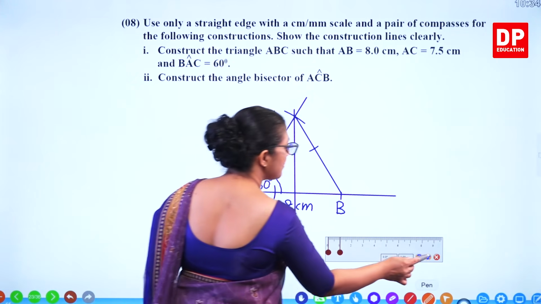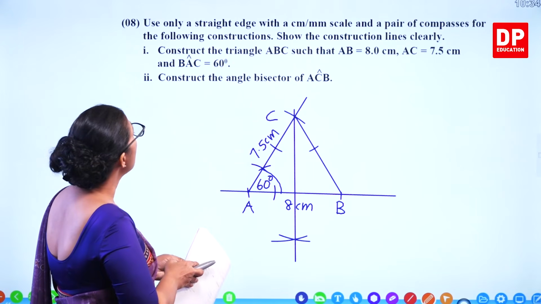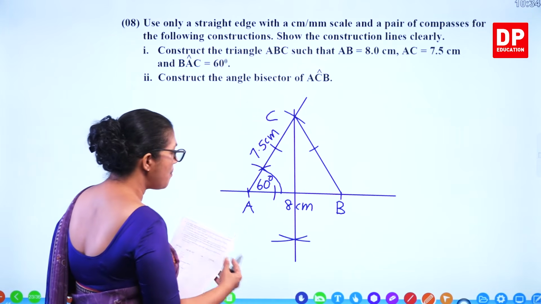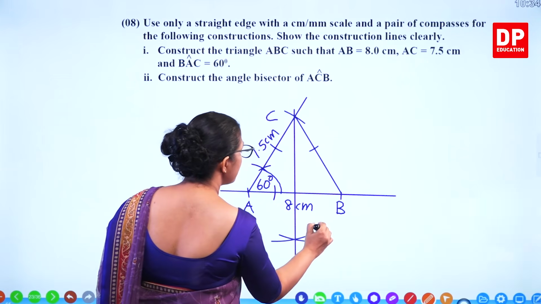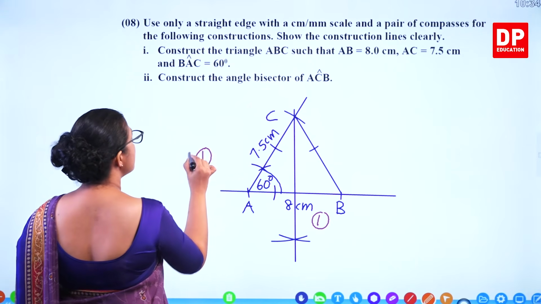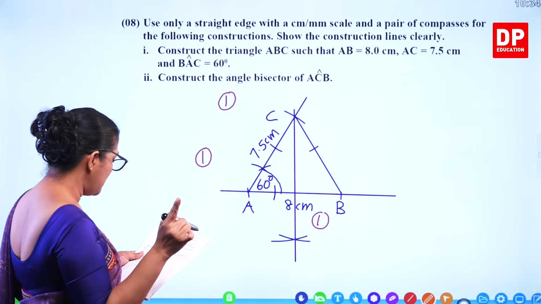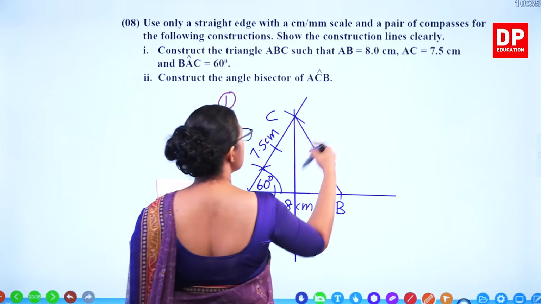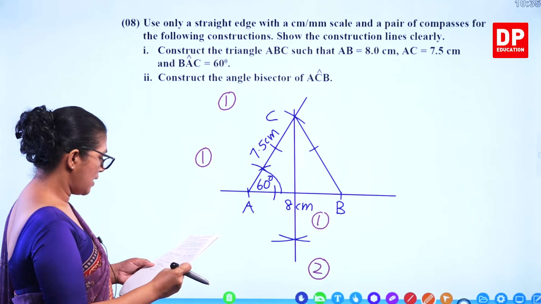So how many marks for these two steps? We'll have a look at the marking scheme. You are getting 1 mark for AB length, BAC 60 degrees 1 mark, and 7.5 1 mark. So 3 marks for the triangle, and angle bisector 2 marks. This line 2 marks. So 5 marks altogether.